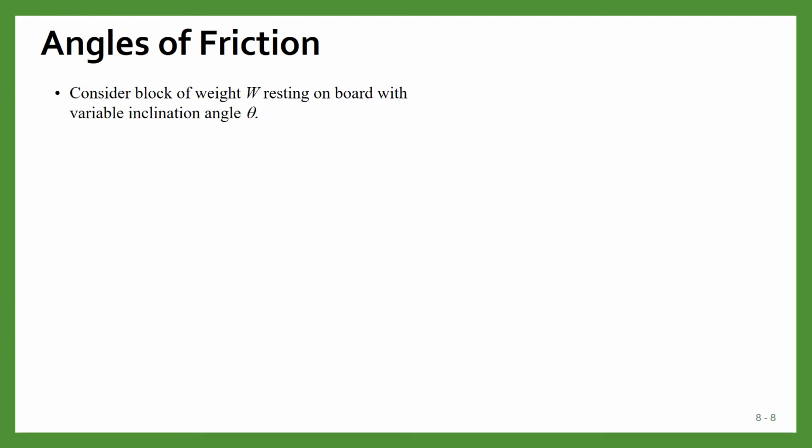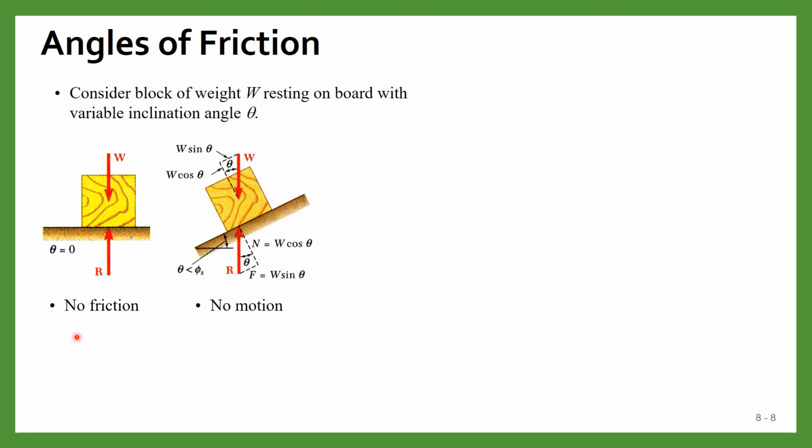Now, to better understand this angle of friction, consider a weight resting on a board with variable inclination theta. This is a weight, and it is resting on this board, which has a variable inclination. Suppose initially it has inclination 0, so in that case there will be no friction. Now suppose we move this board like this, changing the inclination of the board. Initially there will be no motion.